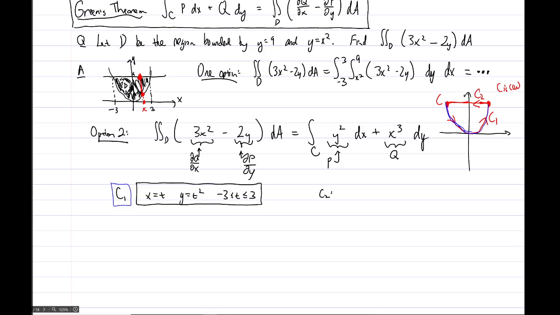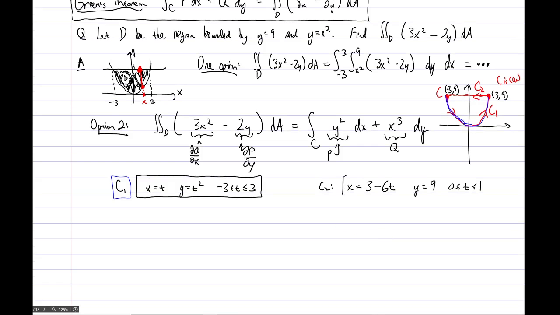And then for C sub 2, the parameterization is just a line segment from 3, 9 to, sorry, there's not much room here, negative 3, 9. So isn't this just x is equal to, starts at 3, change in x is negative 6, so 3 minus 6t. Y is just a constant, 9 the whole time. And t goes between 0 and 1 for parameterizing a line segment. Okay, so we've got a parameterization of C1, and we have a parameterization of C2.